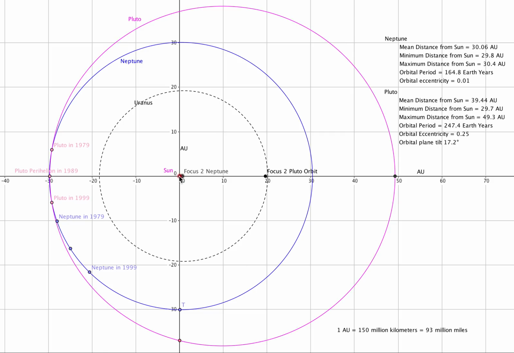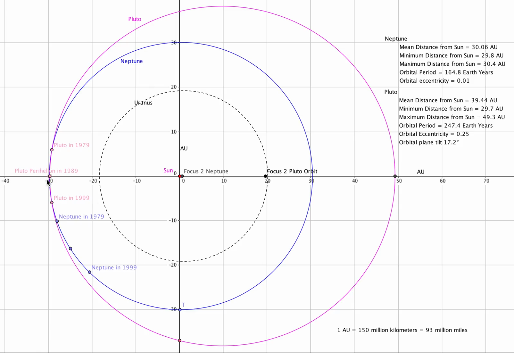So here is the Sun at one of the focal points of the ellipse. The other focal point is closer to Uranus's orbit, around 20 AU. This is how elliptic Pluto's orbit is. Uranus's orbit, on the other hand, this is Uranus, is pretty circular. Neptune also has a pretty circular orbit, with an orbital eccentricity of 0.01.